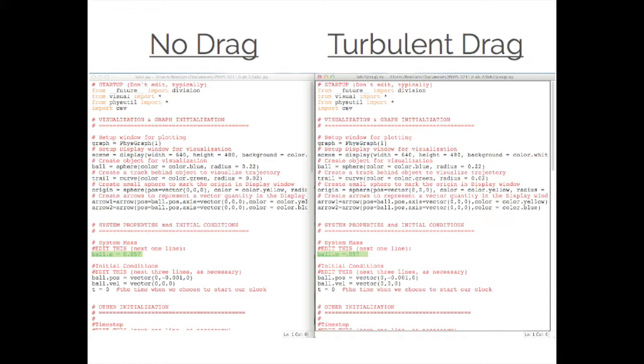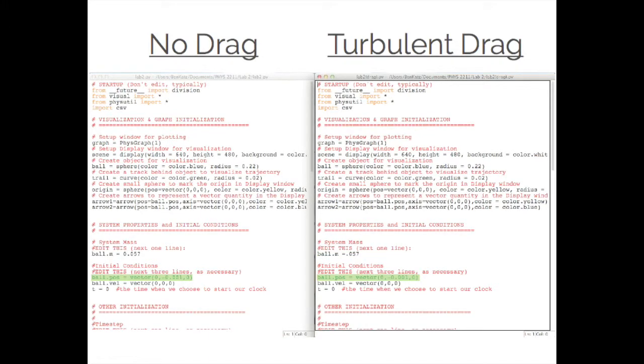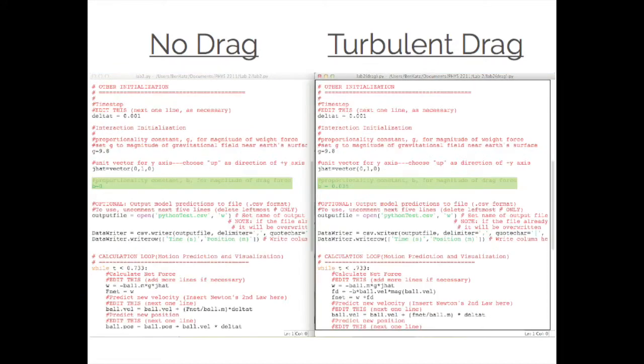In Python, I had to write two sets of code, one with no drag, or just the force of gravity, and one with turbulent drag, or gravity and drag together. In both codes, I set the mass of the tennis ball to be a recorded 0.057 kilograms. Next, I set the initial position vector from Tracker to be 0, negative 0.0010, 0 meters. The ball's initial velocity was also set to 0, 0, 0, since it starts from rest. Time also starts at t = 0 seconds.